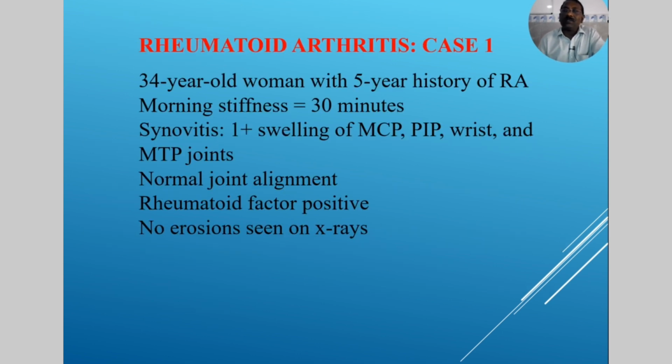So this is one case: a 34-year-old woman with a 5-year history of rheumatoid arthritis. Very common, typical patient, 34 years, 5 years history of rheumatoid arthritis. Morning stiffness 30 minutes. Synovitis with swellings of the MCP, PIP, wrist and metatarsophalangeal joints. Normal joint alignment. Rheumatoid factor is positive. X-rays are normal. No erosions on the X-rays. Is it a mild disease or moderate or severe?